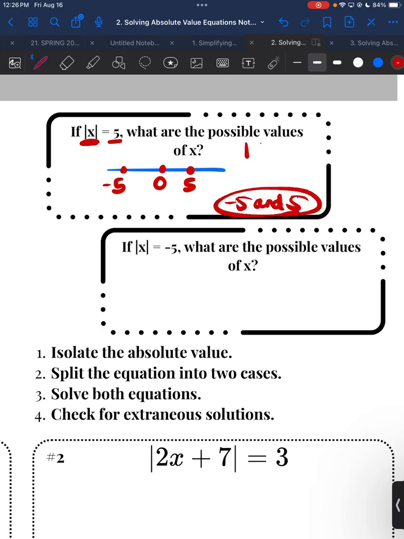And just to show it, the absolute value of 5 is 5. The absolute value of negative 5 is also 5. The inside can be positive or negative, but the outside has to be positive.